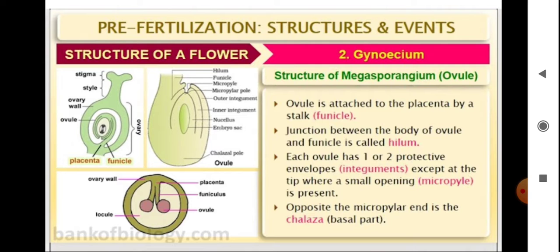Each ovule has one or two protective envelopes, the integuments, except at the tip where a small opening, the micropyle, is present. So there are two layers of integument, outer integument and inner integument. But in the region of the micropyle, the top one, it is not present, there is an opening. Opposite to the micropylar end is the chalaza, the basal part. Many students mix up the micropylar end and the chalazal end. So don't get confused. Chalaza is the basal part, micropyle is the opening side. Okay.